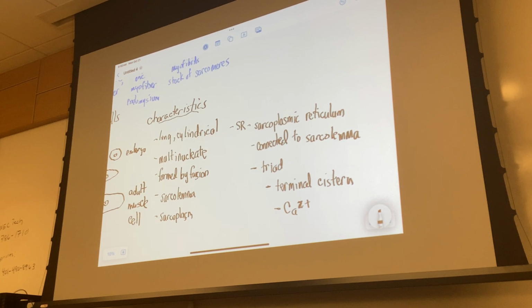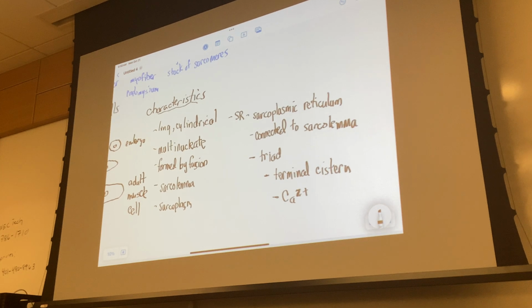I think the final thing is that when I talk about the muscle cells themselves being long and cylindrical, they can be several centimeters long. So these things can be a couple of inches long. They're very, very long cells. Now, what do muscle cells do poorly? They do not replicate well.